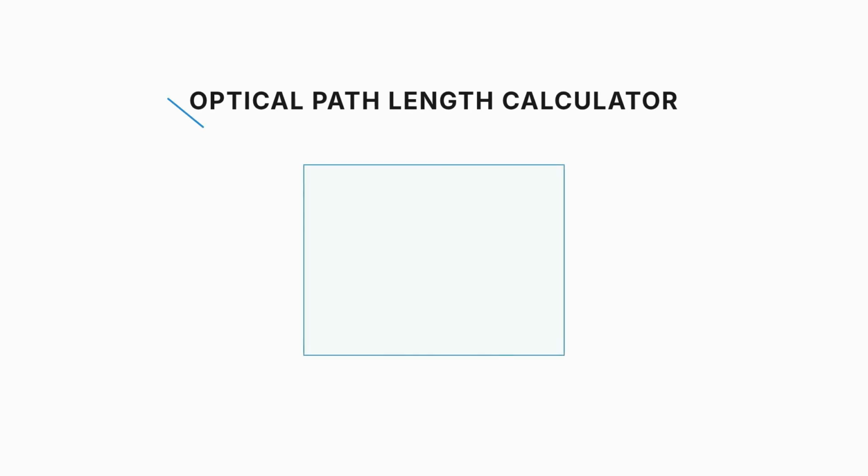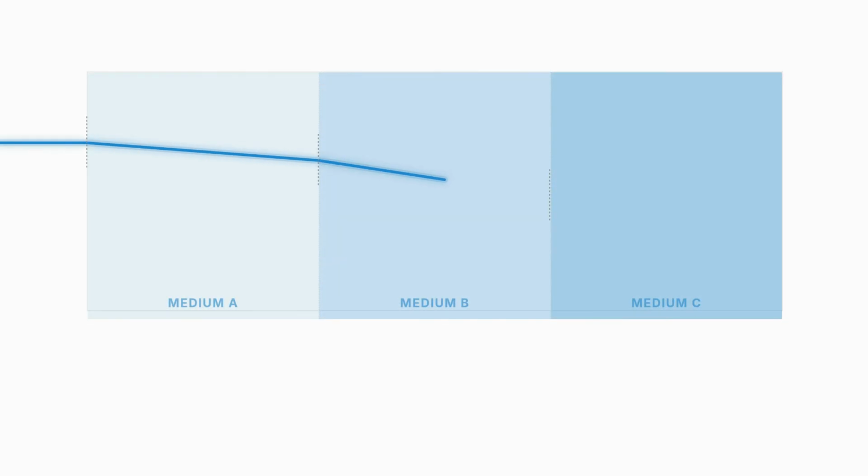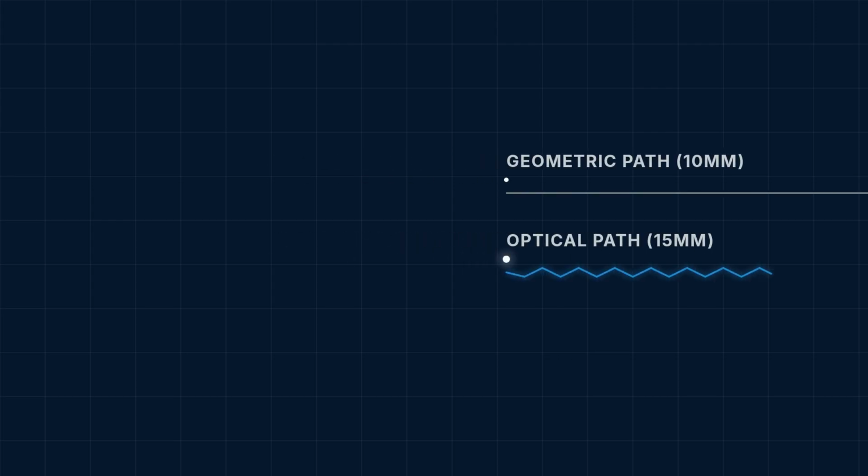This is the optical path length interactive calculator, which determines how light propagates through different media. By calculating the effective distance light travels optically, let's explore the input fields.